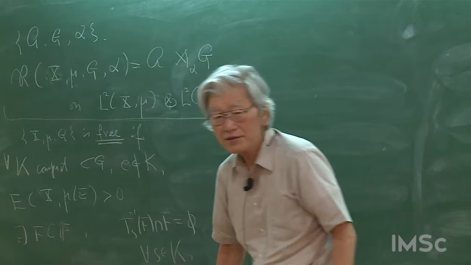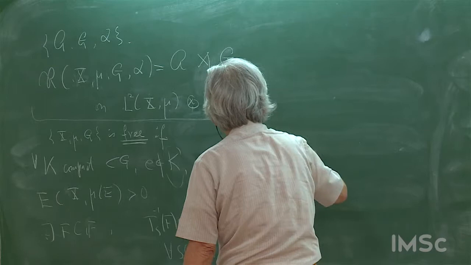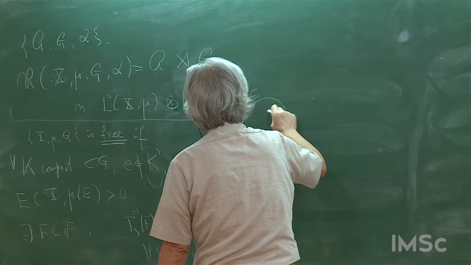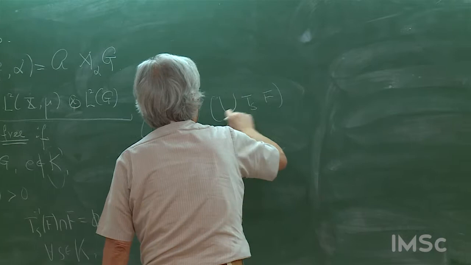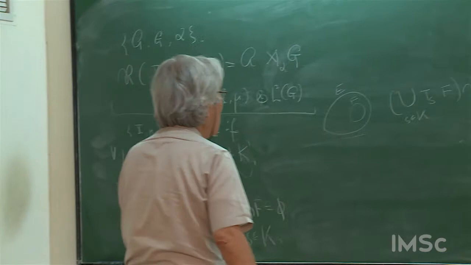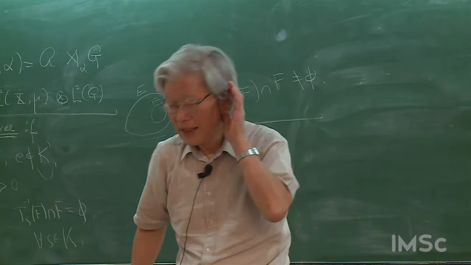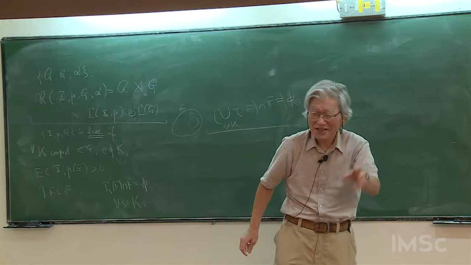The action is free. That means what? If S in K is not the identity, then for any set E of positive measure, you take a small F, and the union of the translates by S of F, with S running in K, does not return to F, or moves outside of F. Is it equal to zero? Is it equal to F? Equal to, not equal. Yes, it's equal to empty. Yes, it does not intersect. It's empty. Thank you.